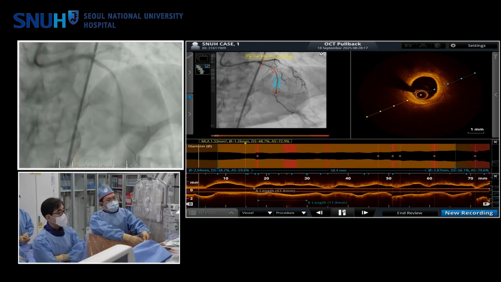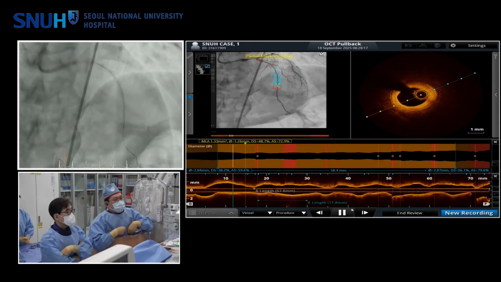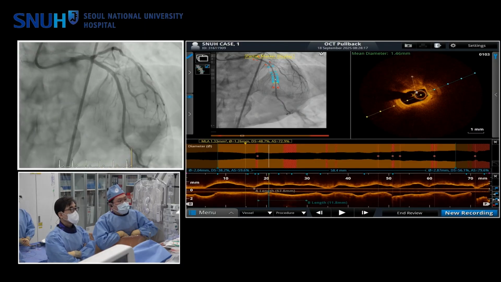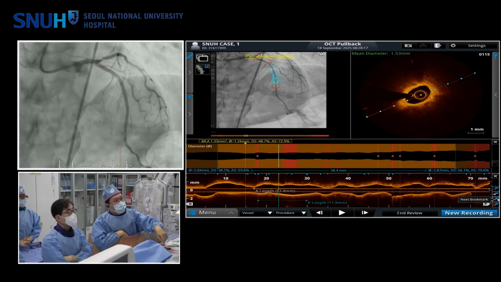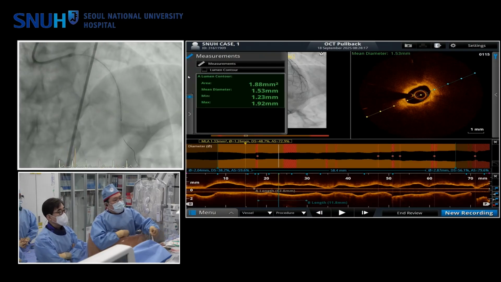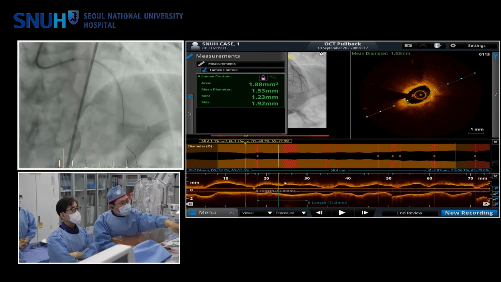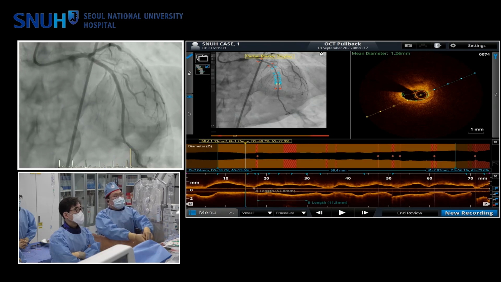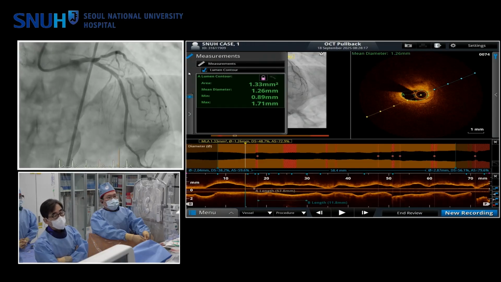Same site? Yeah. Okay, here. MLA 1.33. 1.3 square millimeters changed to 4.5. Okay, left main distal.